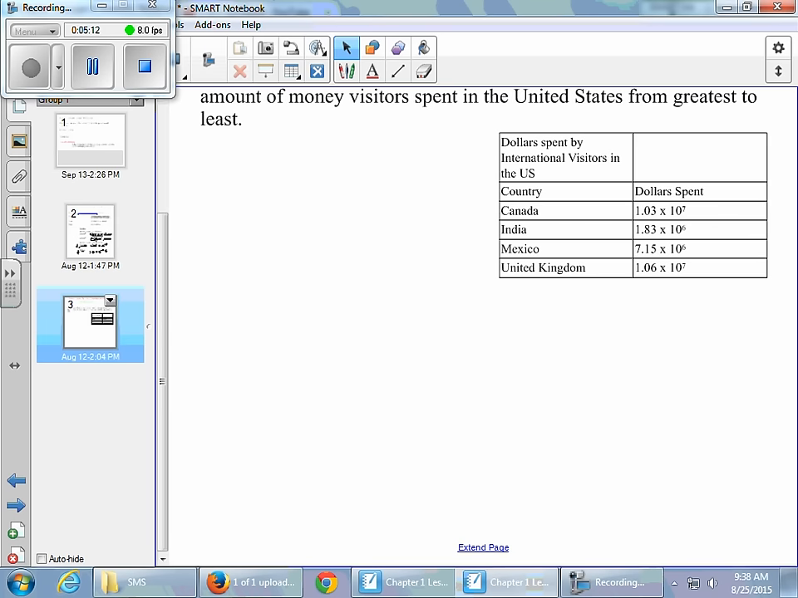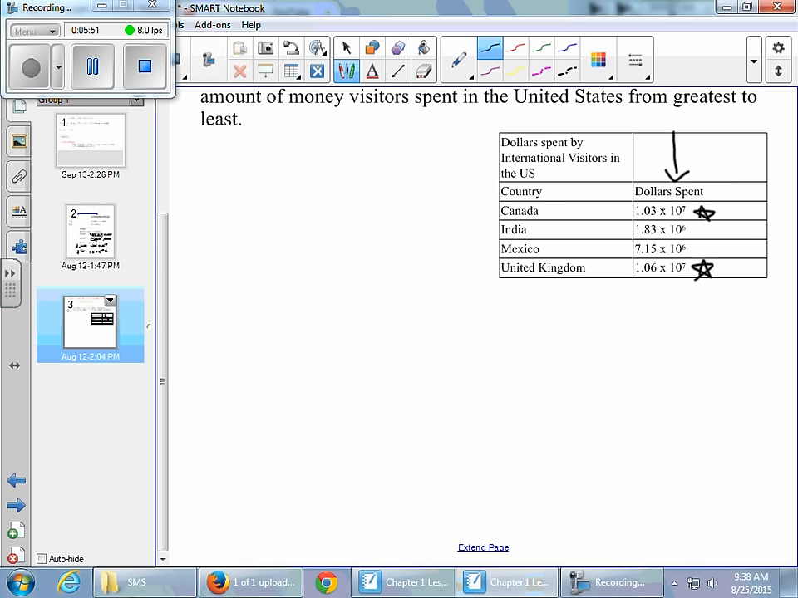Greatest means the most. Least means the smallest amount. So first we're going to take a look at what look like pretty close numbers. First someone would say, okay, Mexico spent the most. But the first thing you need to look at is this column right there, and we're going to pick out the biggest factors. So we have 10 to the 7th, and we have another 10 to the 7th. Obviously those are larger than 10 to the 6th. So there's two, Canada and the United Kingdom. Let's take a peek at those.